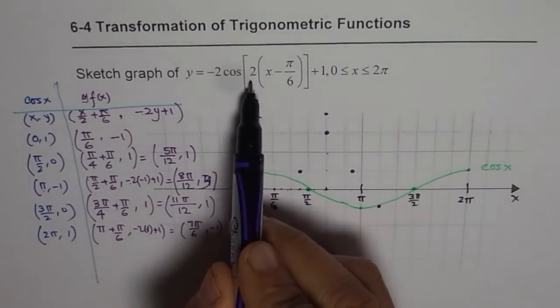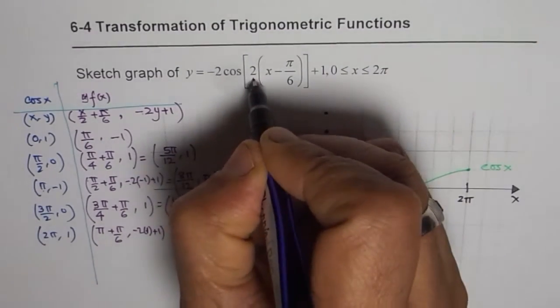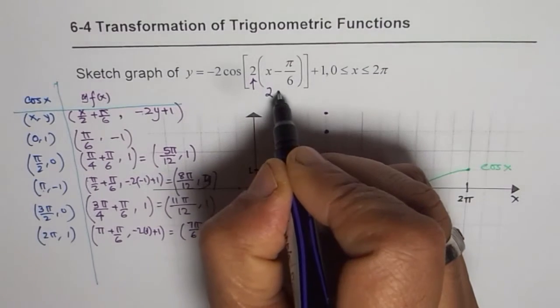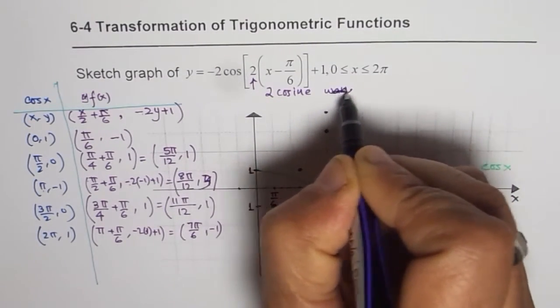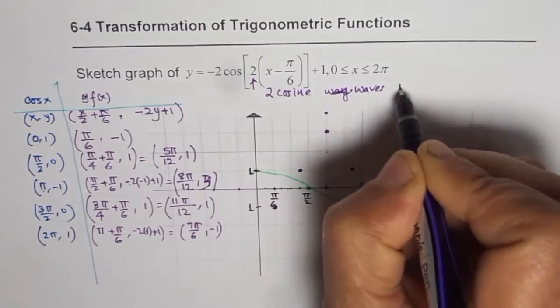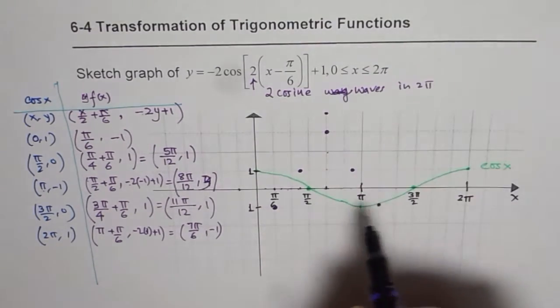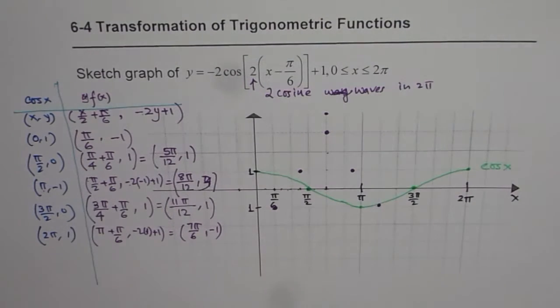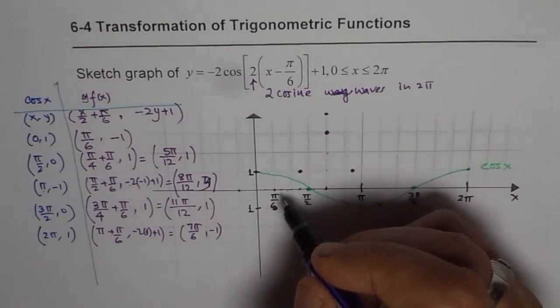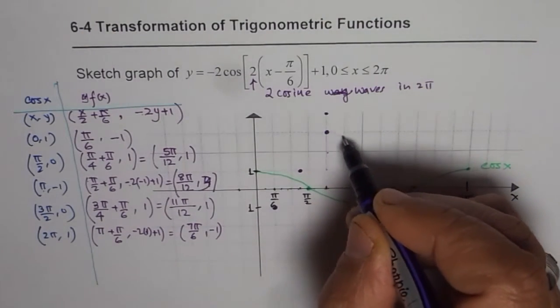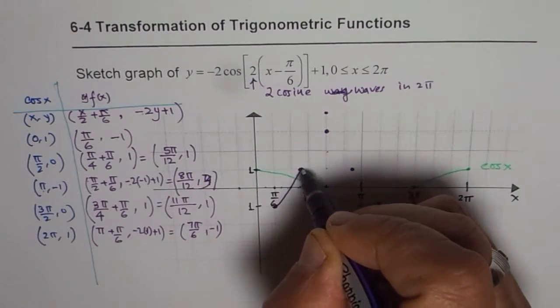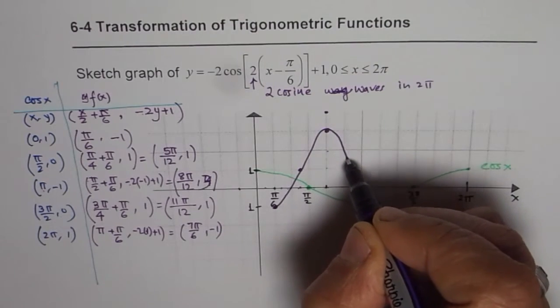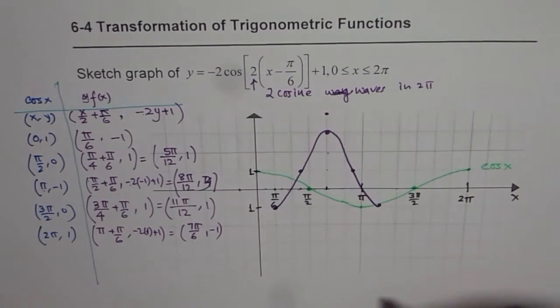As you can see, the value 2 here represents that we have two cosine waves in a 2 pi period, right? So we have to repeat these points. So you can repeat these points and then draw the function, right? So from here we can connect these points and get one part of the function, which is this. Do you see that?